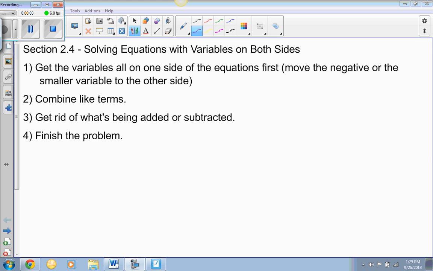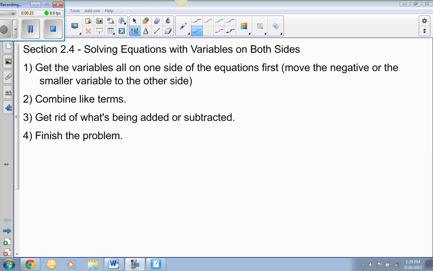Hello, 8th graders. Your video for the next section is going to be section 2.4 out of the book, solving equations with variables on both sides of the equal sign. So we're going to add another step to the multi-step equations that we just got done going over.